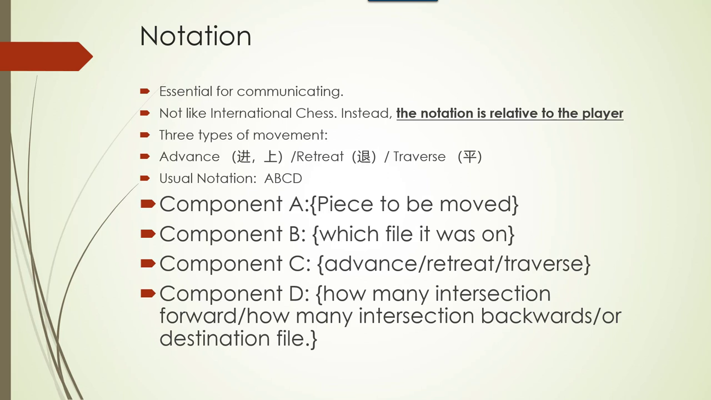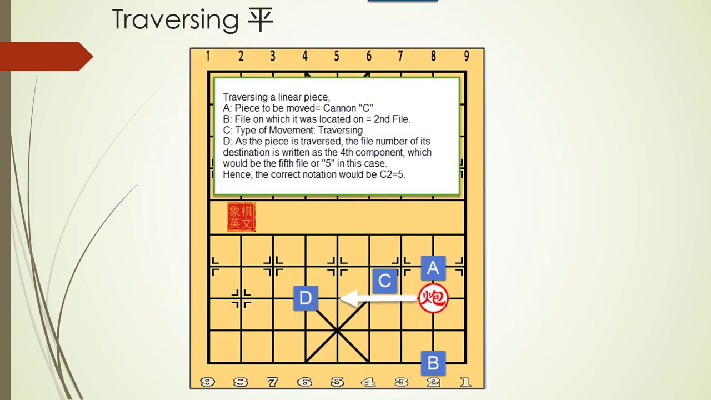In component A, it will be the piece that is to be moved, be it the cannon, the chariot, the horse, etc. The second component will be the file on which it was on. And the third component would be the type of movement that was made, and the last component would be how many intersections that it has advanced or retreated, or the final destination file that it has traversed.